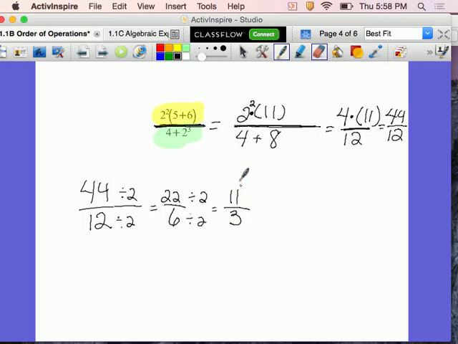And now I have some prime numbers, and I can change it to a mixed number. There are 3 3s in 11, and that would be 9, so 10 and 11. I have 2/3 left over. That is my final answer.